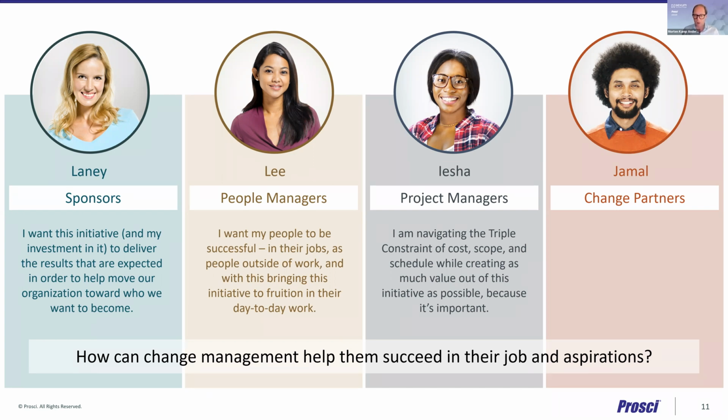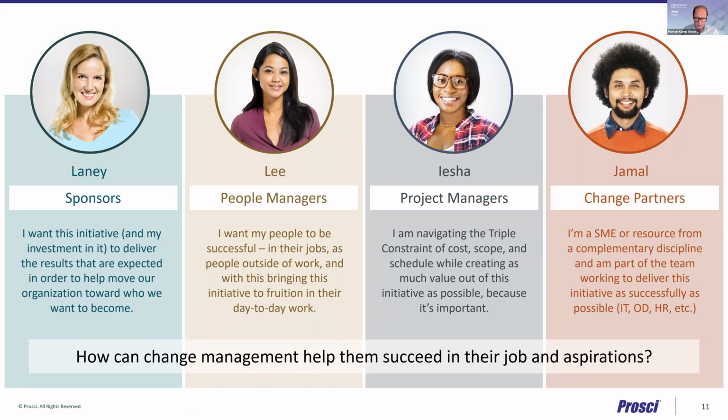And then we have Jamal, our change partner. He might be out of HR or OD or a business analyst, or maybe a Six Sigma specialist or something. He may have very different backgrounds. But Jamal brings a particular expertise and experience in helping us solve this problem and seize this opportunity in front of us, which means, how can we all partner together and drive this change, this initiative? How can we make this a success? So those are the 4 people that we might want to try to convince.